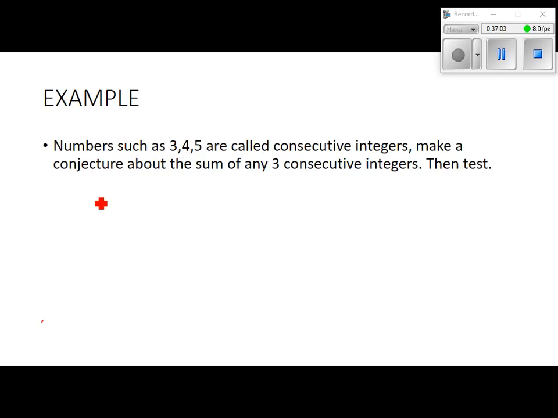Anybody come up with something? Tell me. I said 7, 8, and 9. They add up to more than 15. It's true, that's a conjecture. All right? Anybody come up with something that would work for any 3 numbers that we pick?